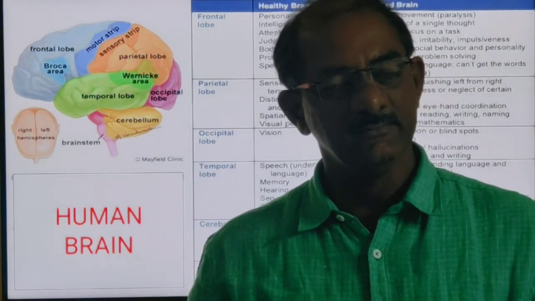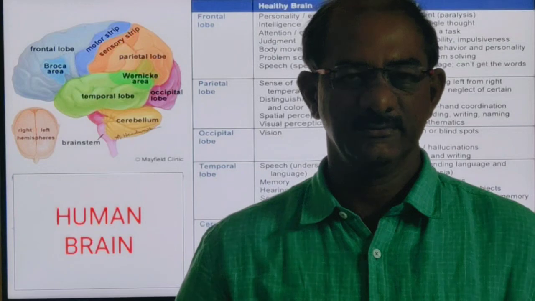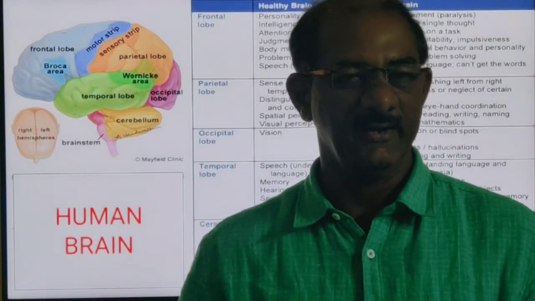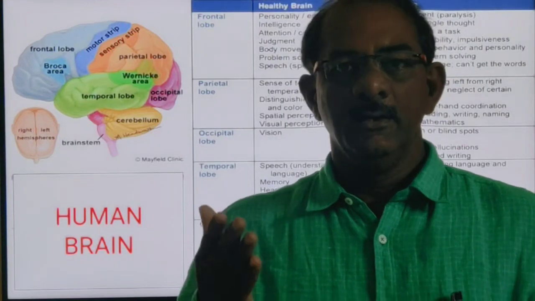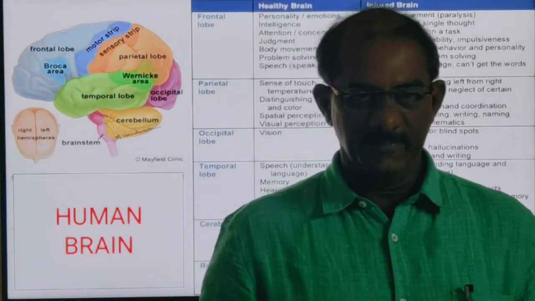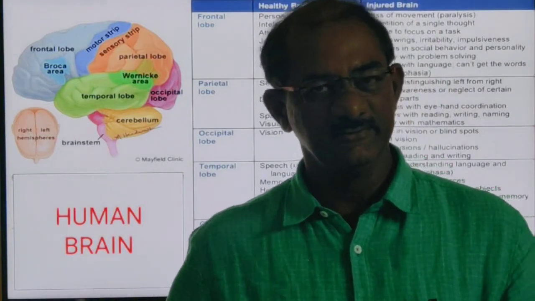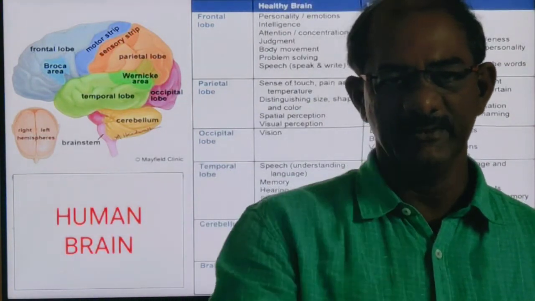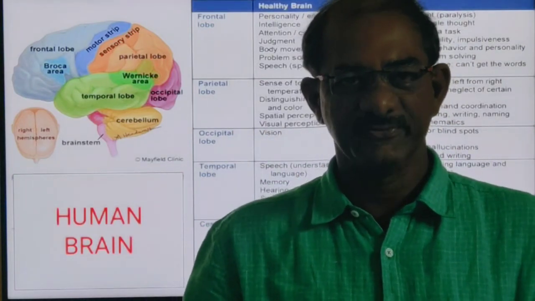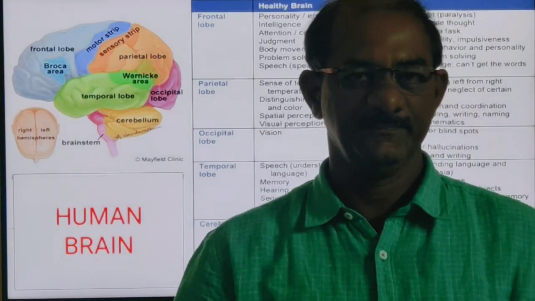This cranium is made up of 8 flat bones: frontal, parietal, temporal, occipital, sphenoid, ethmoid. Parietal and temporal are pairs, and the others are single. The total number of bones is 8, and inside that bony box the brain is present.